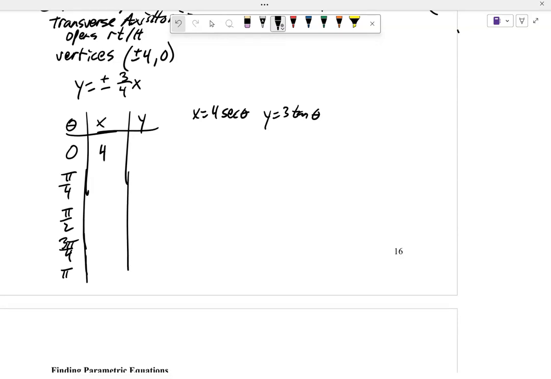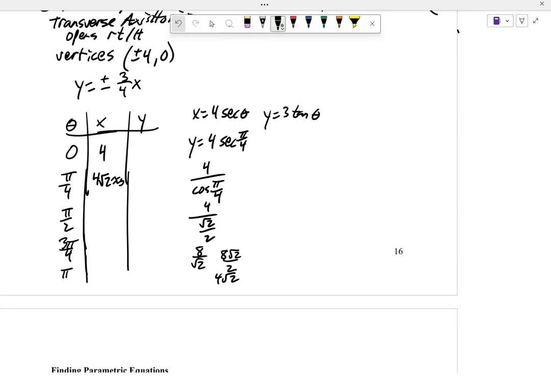So I got 4 times the secant of pi fourths. That's 1 over cosine of pi fourths. So I got 4 over root 2 over 2. So that's 8 over root 2, or 8 root 2 over 2, or 4 root 2, which is about 5.657. Okay. Pi halves would be undefined right here. 3 pi fourths would give us negative 4 root 2, and pi would give us negative 4.